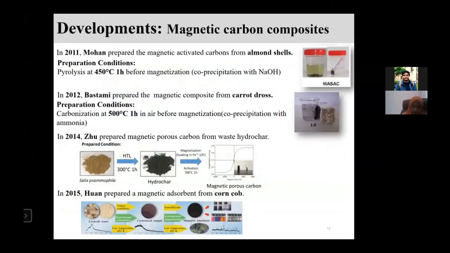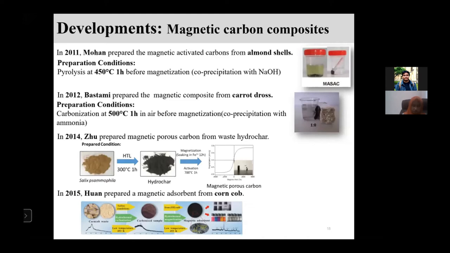There are so many publications before my group published this work. A lot of people try to make carbon composite, carbon adsorbent, which has magnetic property inside. Why do we need magnetic? And how does magnetic influence adsorption efficiency? Now I would say that I don't know how the magnetic actually influences the adsorption efficiency. But I just know that if we have magnetic particles inside the carbon adsorbent, you can easily separate it after adsorption. So this is one thing I know about.